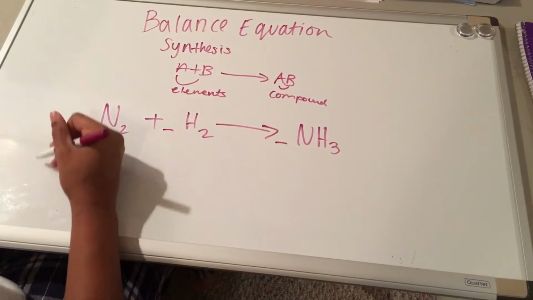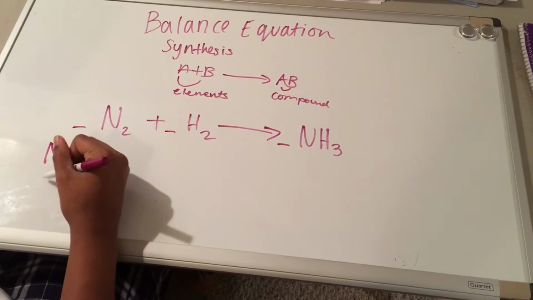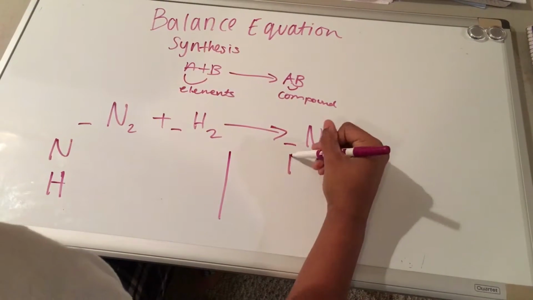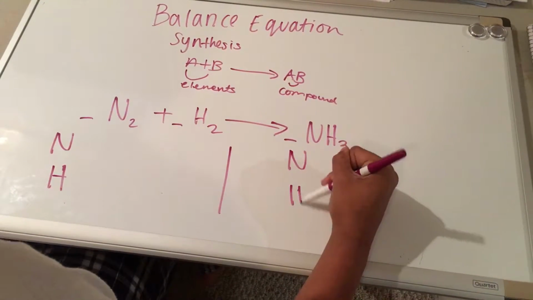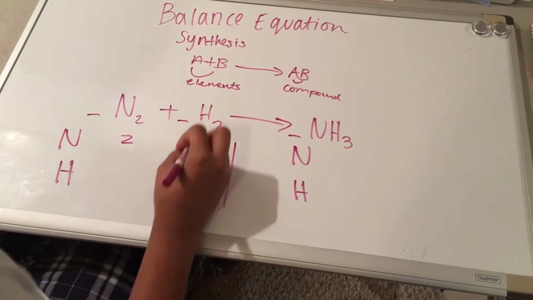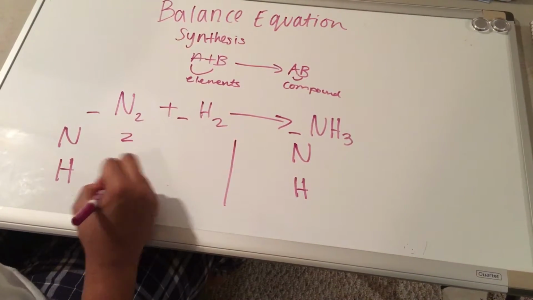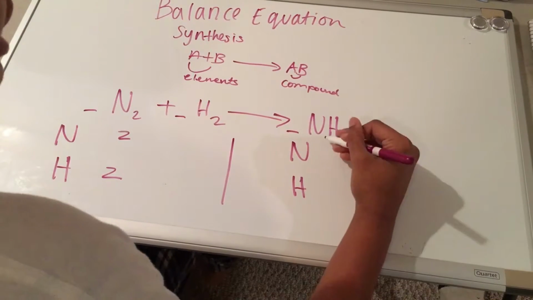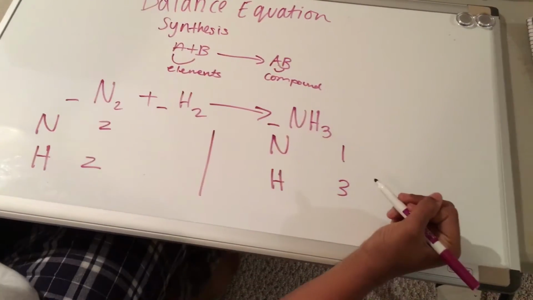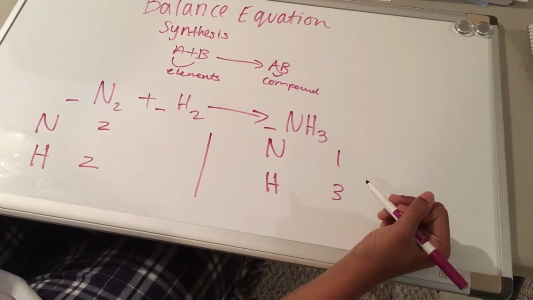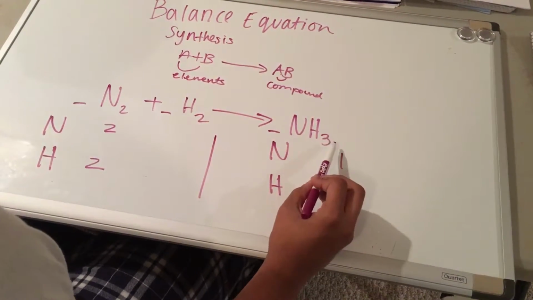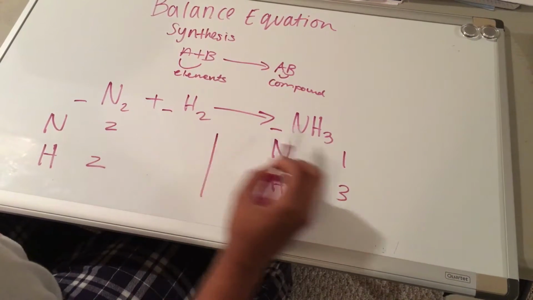So what I like to do is write how many atoms of each element I have on each side of the equation. I like to do that first, just so I know what I'm working with. So it's simple. Here there's 2 nitrogen atoms and there's 2 hydrogen atoms. But here there's only 1 nitrogen atom and 3 hydrogen atoms. So basically what I like to do is just play around with numbers. Here, this is the product side and this is the reactant.